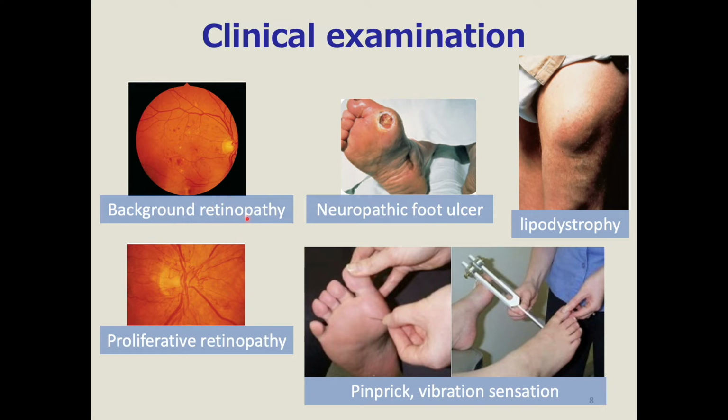These are some of the clinical examination findings you might see in your patients. This is a picture of background retinopathy, and this is proliferative retinopathy, and this is a picture of a neuropathic ulcer, and this is lipodystrophy, and this is how you have to check for pinprick sensation and vibration sensation.